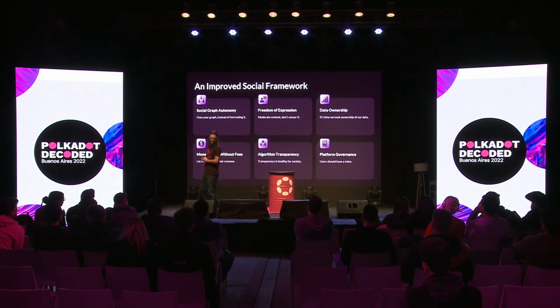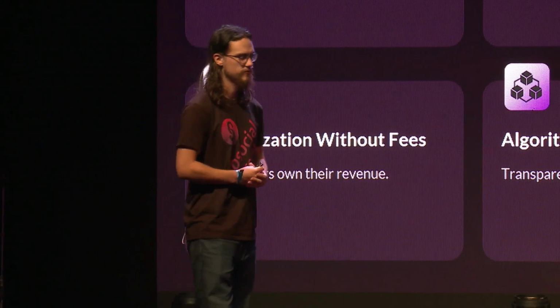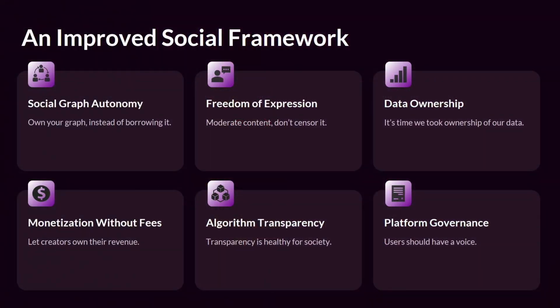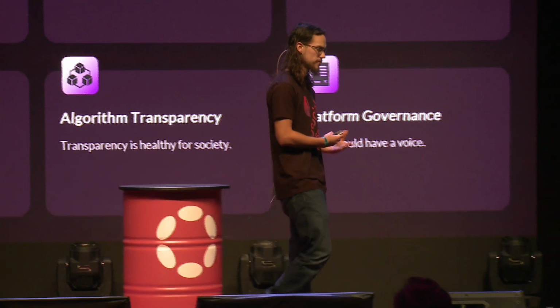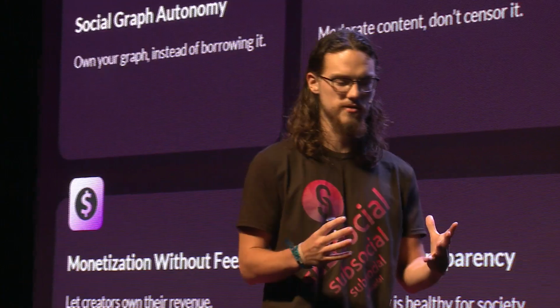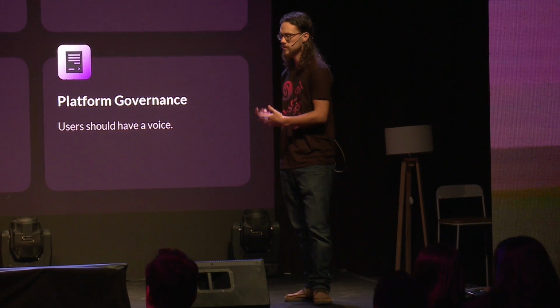So if we jump into a little more detail about what an improved social framework could look like, first and foremost is social graph autonomy. Users need to be able to own their social graphs. All of these Web 2 walled garden problems ultimately stem from the fact that we don't own our social graphs. You can't say, oh, Twitter does this, I don't like that, I want to leave. But if you do leave, you can't take your social graph with you, you can't take your content, it's all stuck. And so the exit fee is very high, so people don't usually leave, and we don't have a way to fight back against these problems.